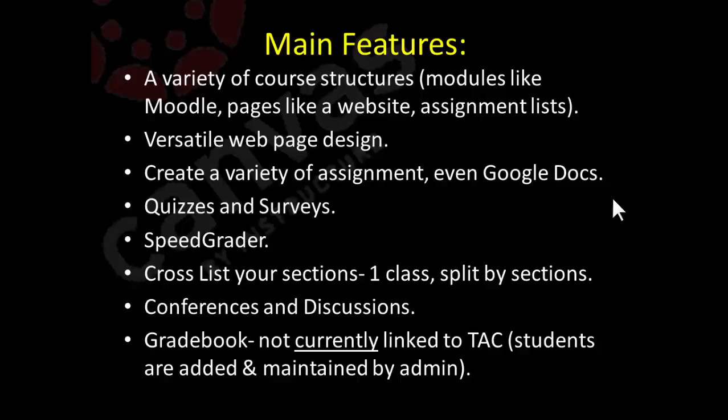You can cross-list sections together. For example, let's say you teach 4 sections of the same class. So rather than having 4 different classes displayed in your list, you could crunch them all down into one class and then just look at each individual group of students as you wish. So you only have one class to maintain rather than 4 different ones.